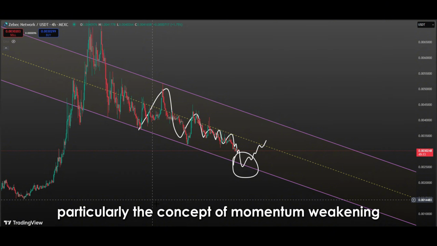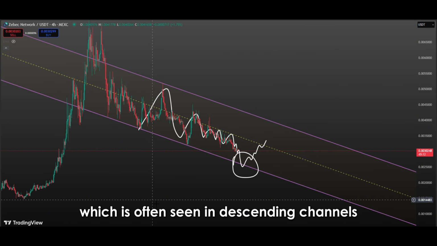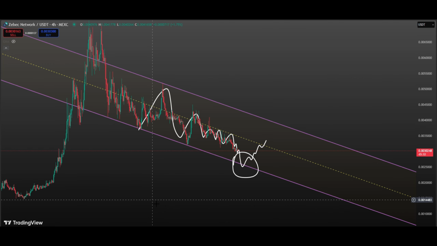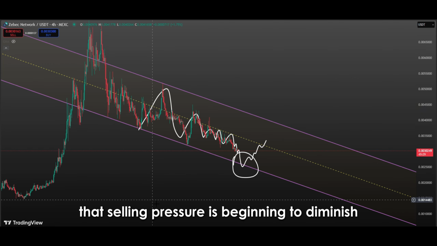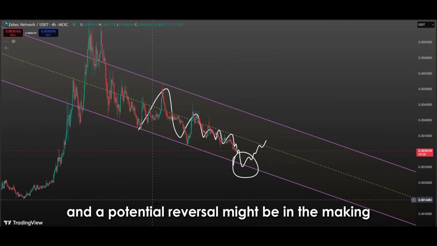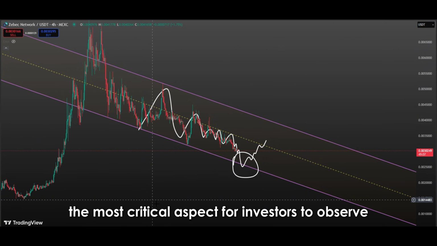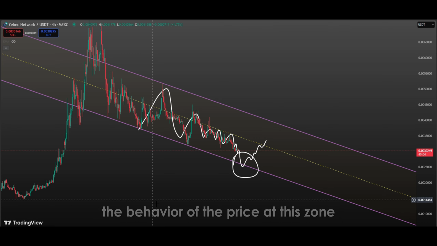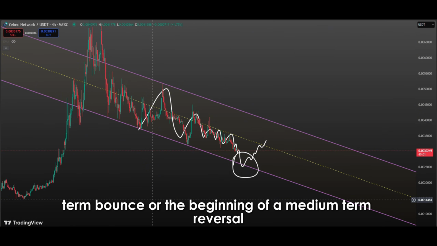Particularly, the concept of momentum weakening, which is often seen in descending channels, suggests that each successive low is not as forceful as the previous one. This indicates that selling pressure is beginning to diminish, and a potential reversal might be in the making. At this stage, the most critical aspect for investors to observe is the price's reaction upon reaching this lower band. The behavior of the price at this zone can offer crucial clues as to whether the movement is merely a short-term bounce or the beginning of a medium-term reversal.